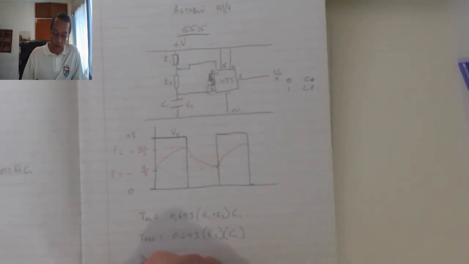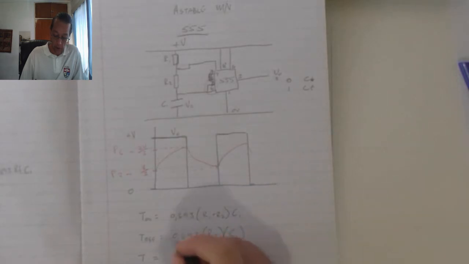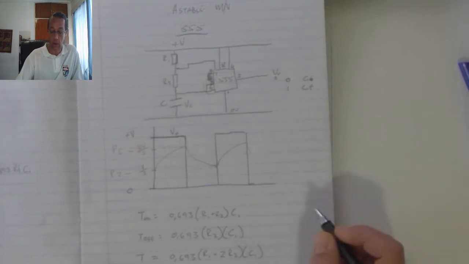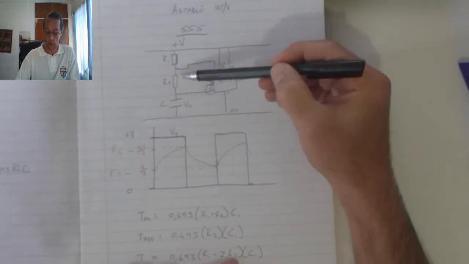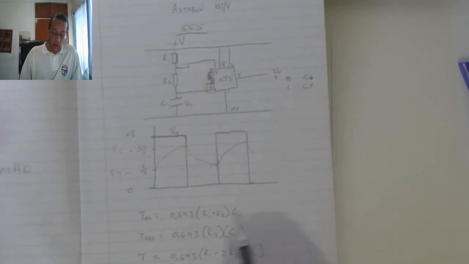If I want to calculate the period, in other words from the start to the end of one cycle, I could either calculate these two individually and add them together, or I can just simply say 0.693 multiplied by (R1 plus 2 times R2) multiplied by C1, because during the charge I'm using R1 and R2, and during the discharge I'm just using R2, and that's why the 2R is there.